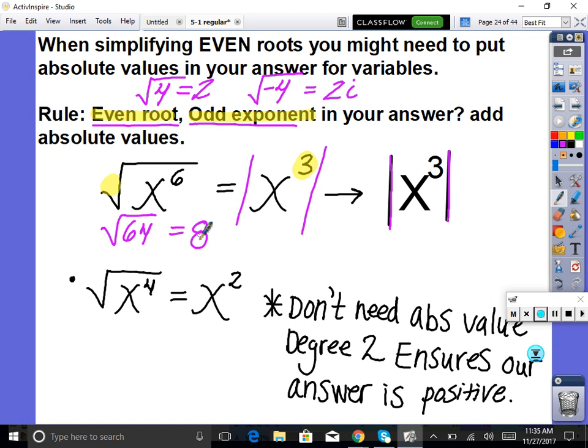Okay, now think about it right here. Wouldn't this 2 take care of the negative for us? Something squared will be positive, so we wouldn't need absolute values because the exponent is taking care of the negative. Does that make sense? And then odd roots can have negatives in their answer. If you don't understand that, it doesn't matter. Memorize the rule and do it.